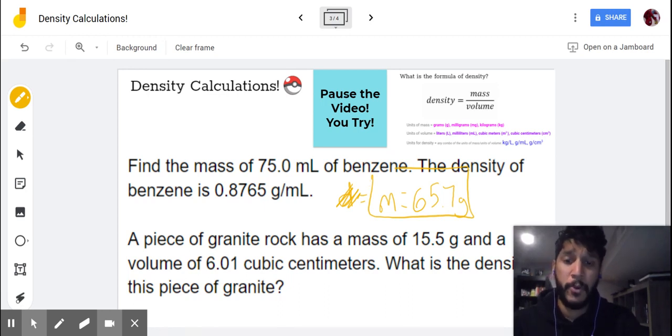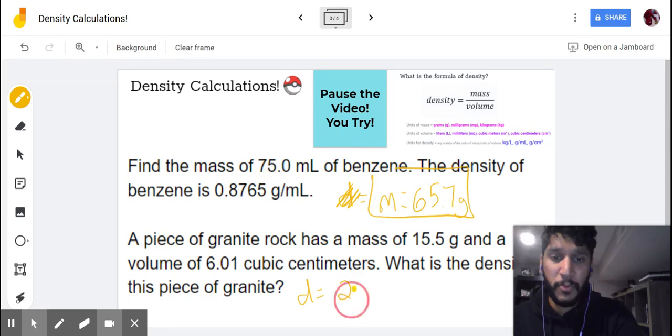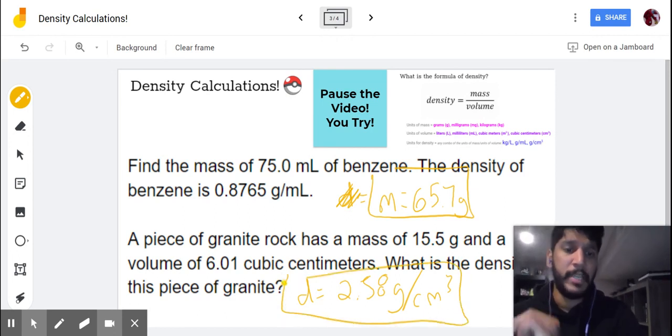And for the other one, problem 4, a piece of granite. Okay, yes, granite. Our density of granite should have been 2.58 grams per cubic centimeter. So awesome job if you were able to get that.